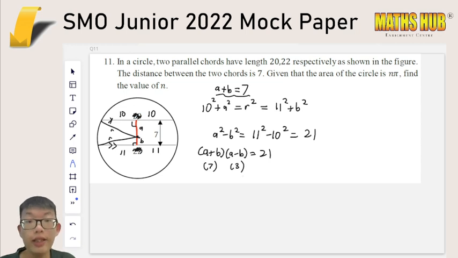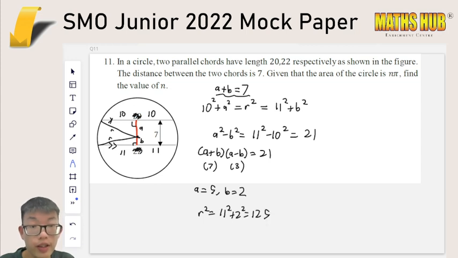And it is pretty clear that if A plus B is 7 and A minus B is 3, we can find A and B. A would be equal to 5 and B would be equal to 2. So therefore, substituting back into the equation, r squared would be 11 squared plus 2 squared, which is 125. And the area is equal to pi r squared. So this would be the answer.